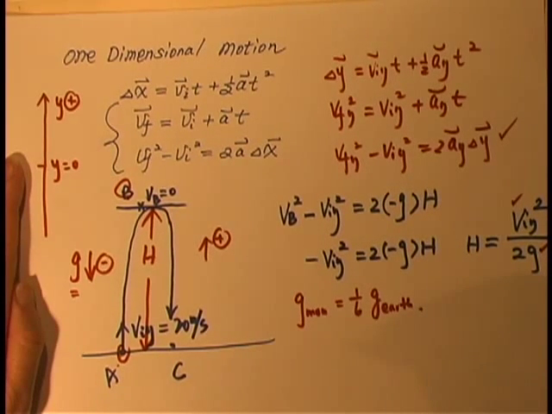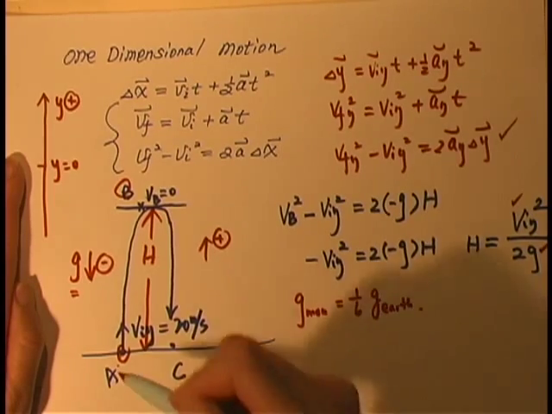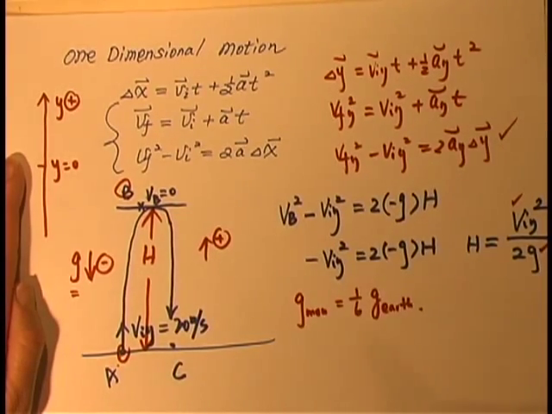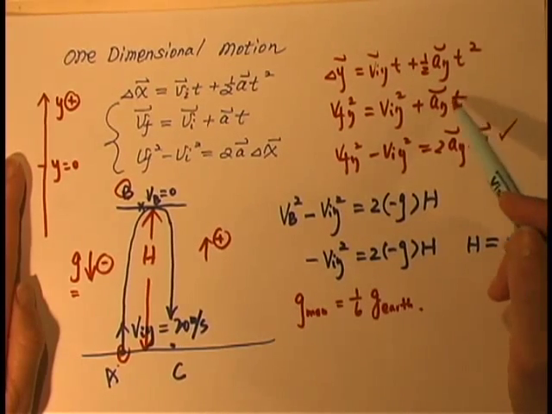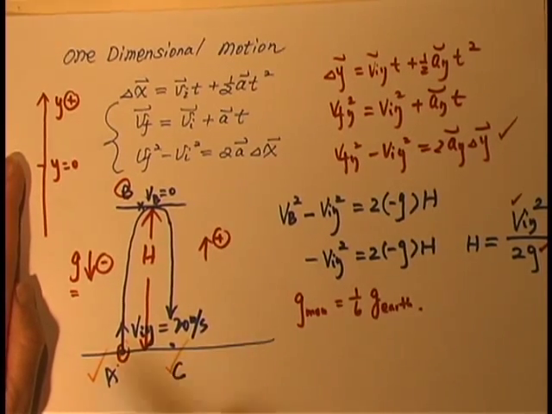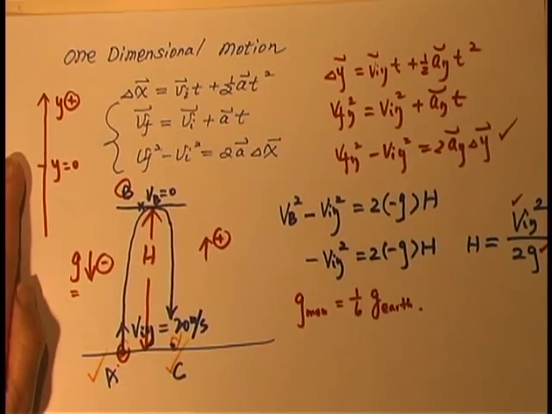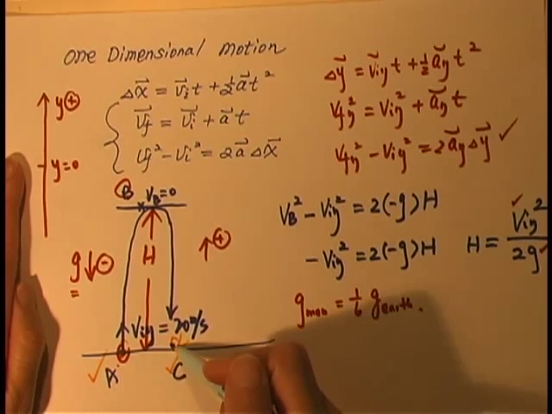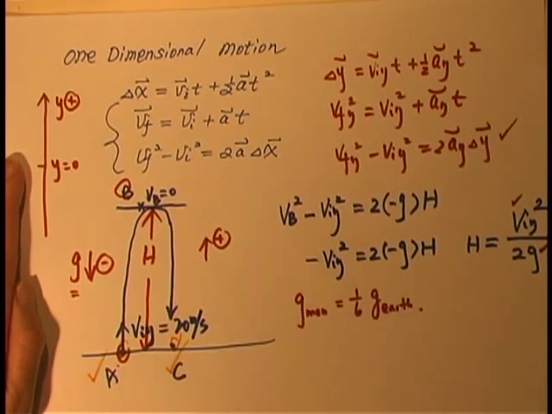Okay, we solved the maximum height. Now let's have fun solving the total time. In order to solve time, we can choose this one and that one. If we want to solve total time, the initial is A. The final is C, because it's from here to here. C is right before the impact. So, right before impact, A and C are on the ground level. So this is a very good choice.